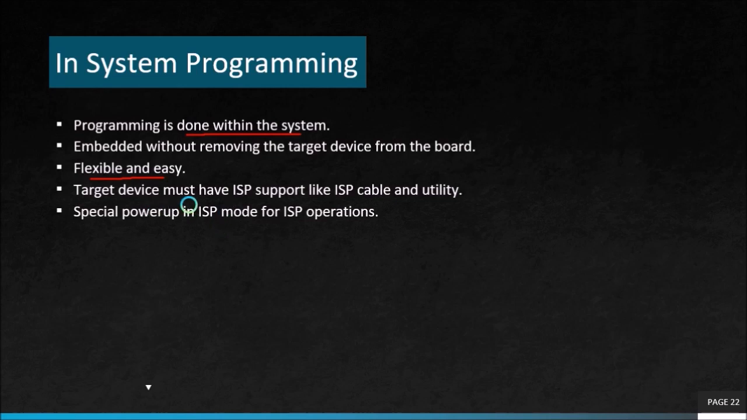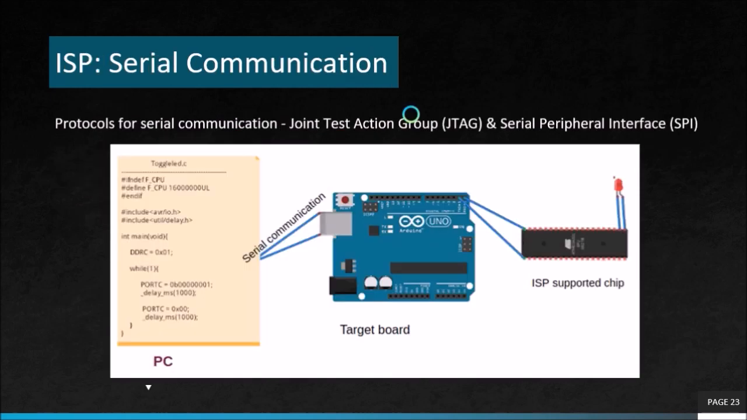Also, the target device must have ISP support like an ISP cable and ISP utility. There is a special power-up mode for ISP operations. Communication in this approach is serial. That is, when one entity communicates, the other does not interfere. For this, two protocols are used, namely Joint Test Action Group and Serial Peripheral Interface.